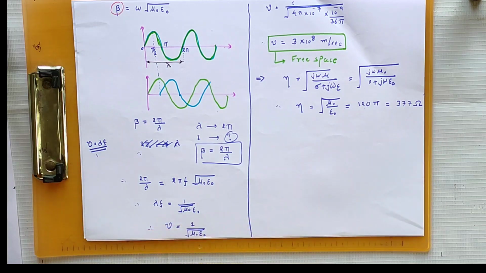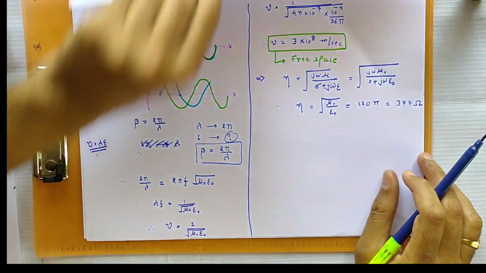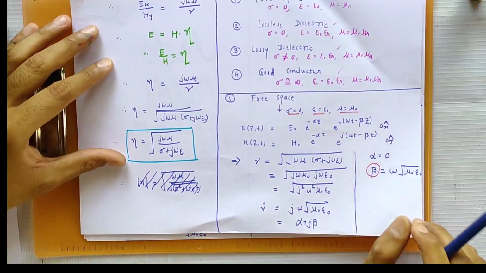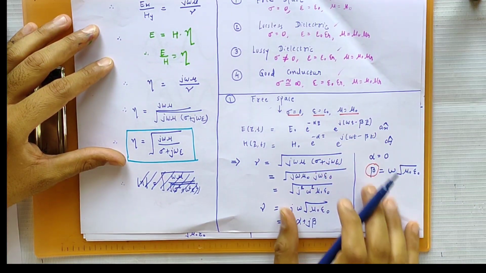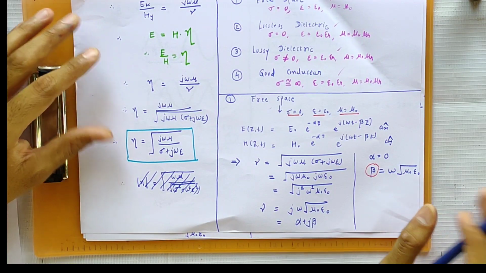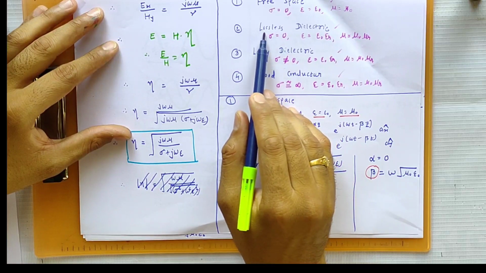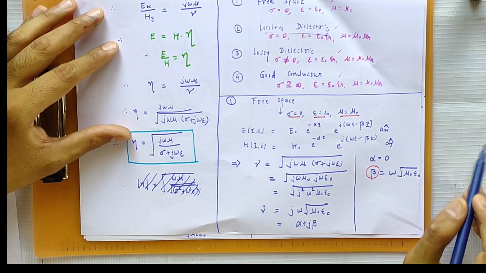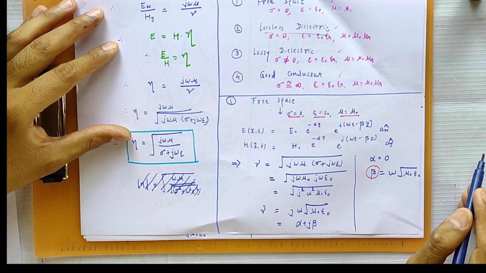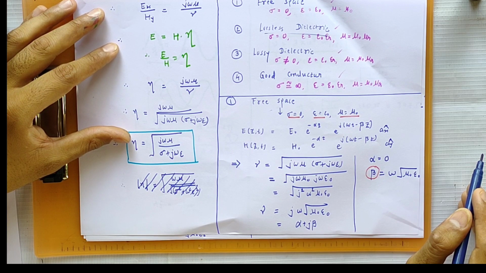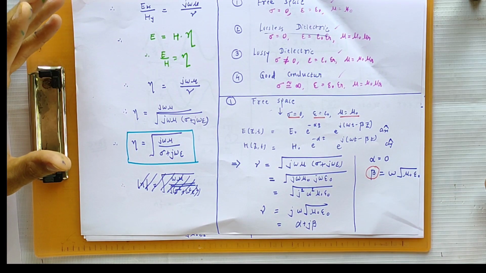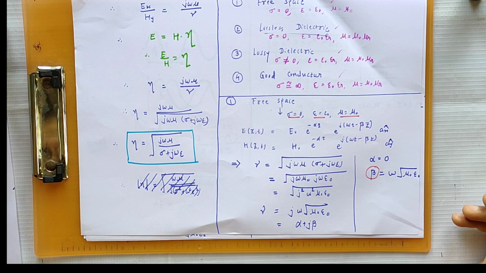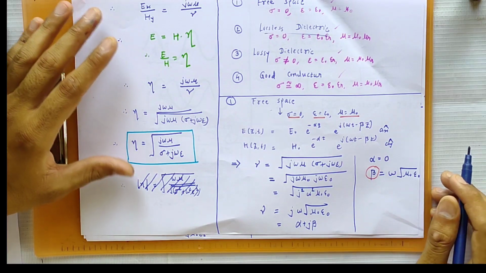So finally we have finished our question, which is electromagnetic wave propagation in free space. Next, electromagnetic wave propagation in lossless dielectric material. Now it's very simple. We just have to modify one more thing.